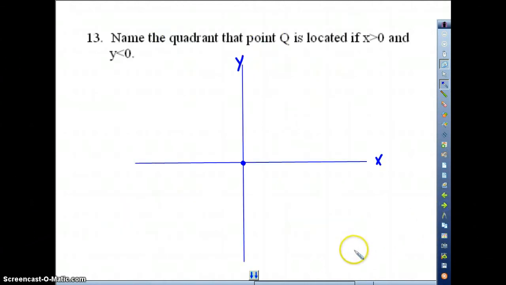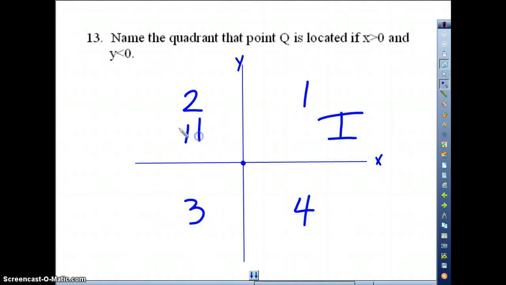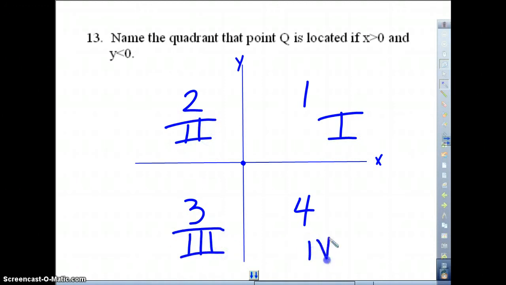All right. Number 3. Name the quadrant that point Q is located in if x is greater than 0 and y is less than 0. I'm going to pause the video and give you guys a moment to think about this. Okay, these guys have had time to think about it. First, I asked them, do you know the names of the quadrants? And they all did. They said, that's quadrant 1. Here's quadrant 2, here's quadrant 3, here's quadrant 4. Sometimes you see them in Roman numerals. I hope you guys all learned your Roman numerals, at least up to 4.